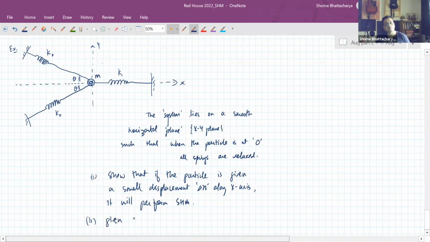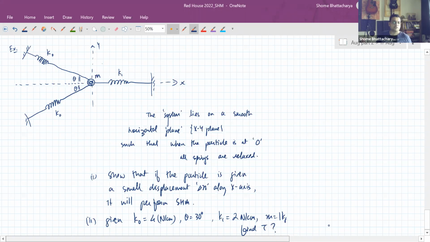And secondly, given K0 is, suppose, 4 newtons per centimeter and theta is equal to 30 degrees, and K1 is 2 newtons per centimeter, mass of the block is 1 kg. You want to find the time period of this SHM.